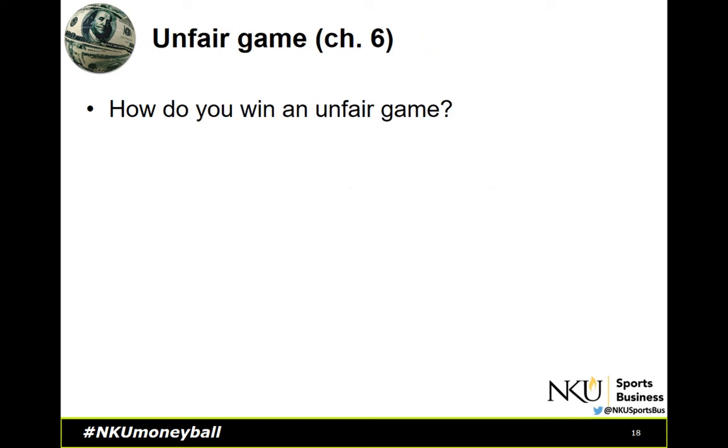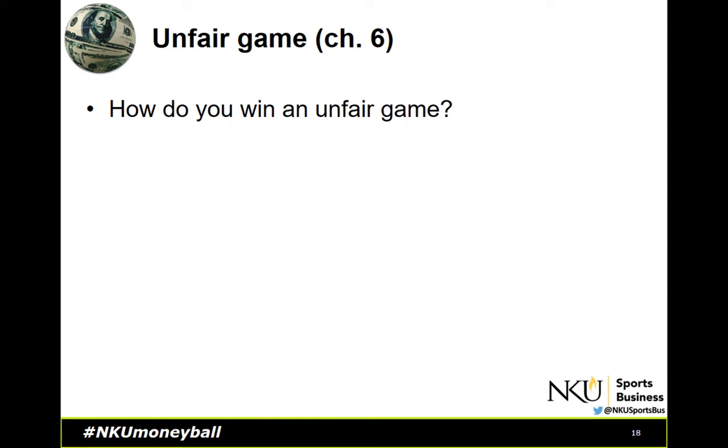Chapter 6. So the subtitle of this entire book is Winning in an Unfair Game, right? Or something like that, The Art of Winning an Unfair Game. So this chapter 6 talks about why this game is unfair, right? What's unfair about baseball at this point?